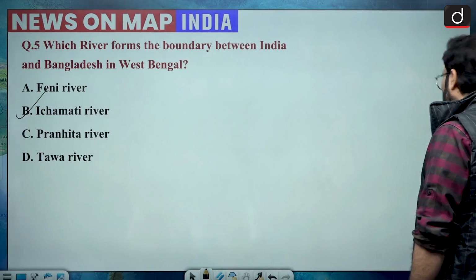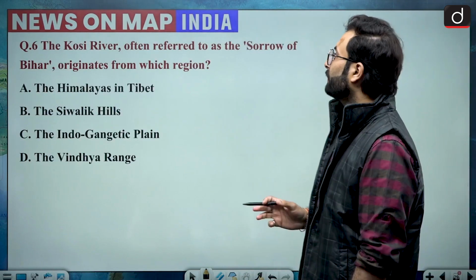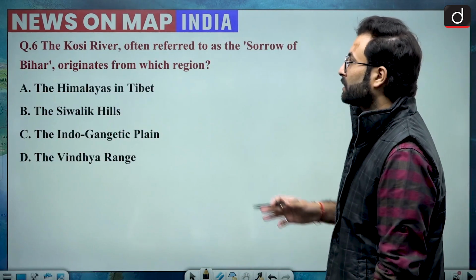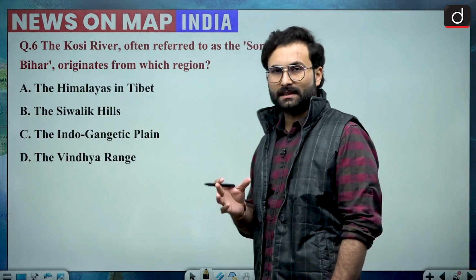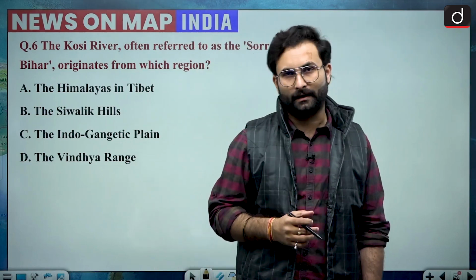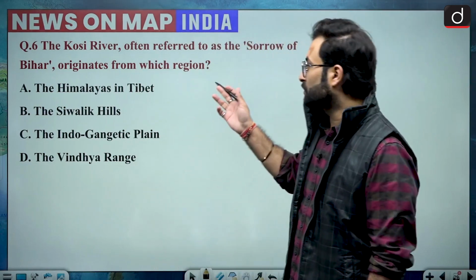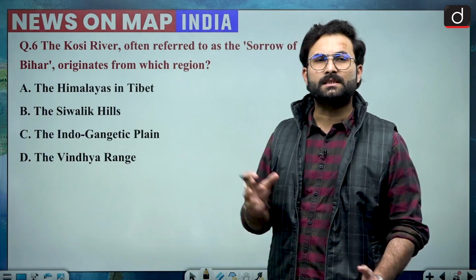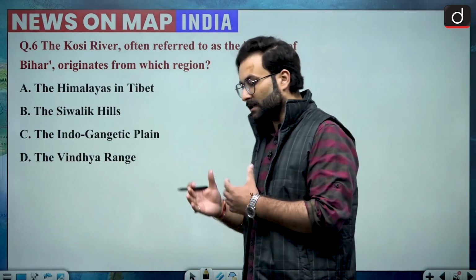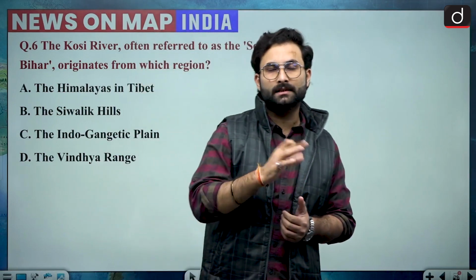Okay. Question number 6. The Kosi river, often referred as the sorrow of Bihar, originates from which region? Kosi river is considered as sorrow of Bihar because of changing in the route or the course of the river again and again. That is why Kosi is sorrow of Bihar. And recently there was this study which says that this change in the course of the river is because of the embankment which are built on either side of the river.